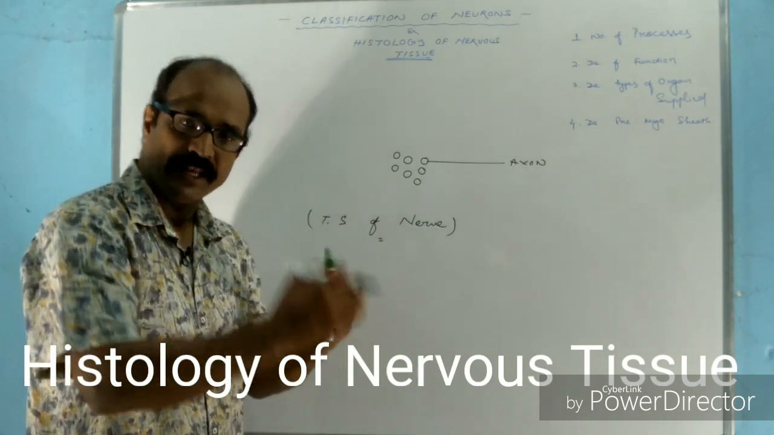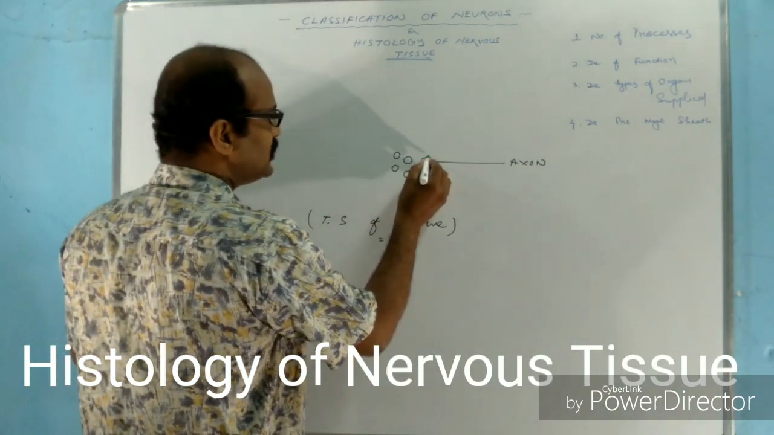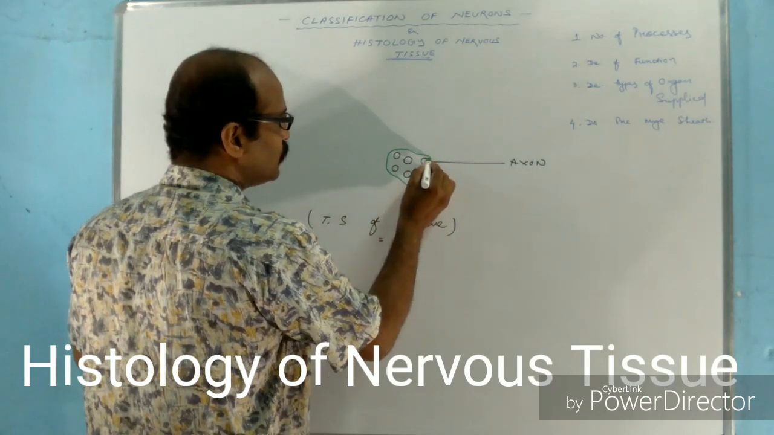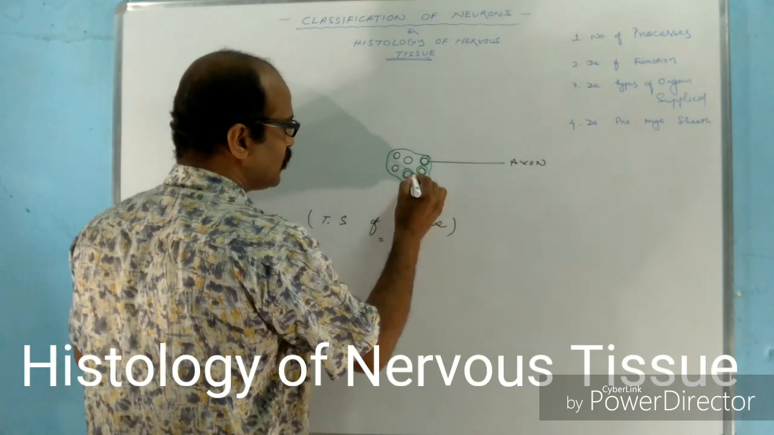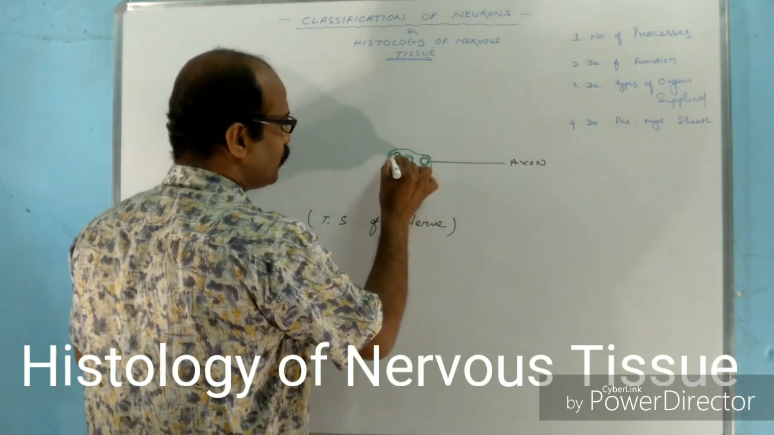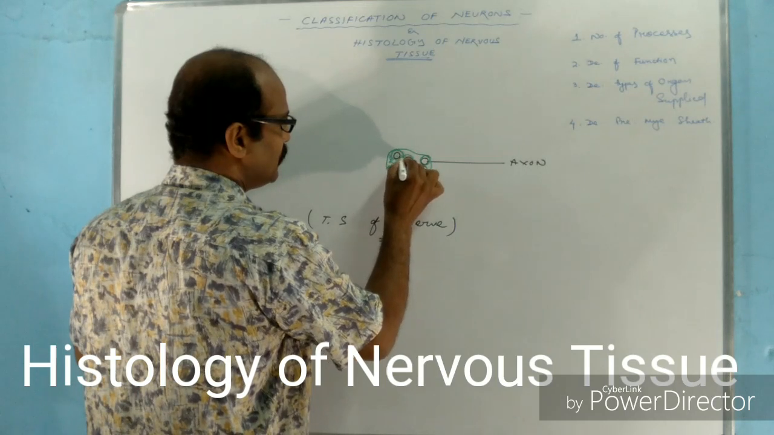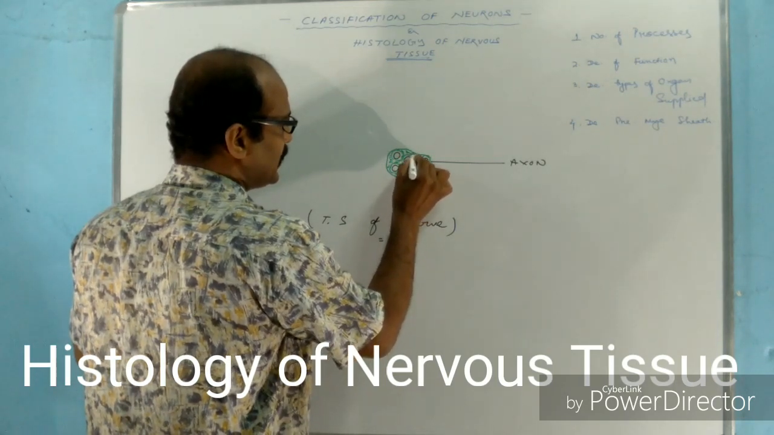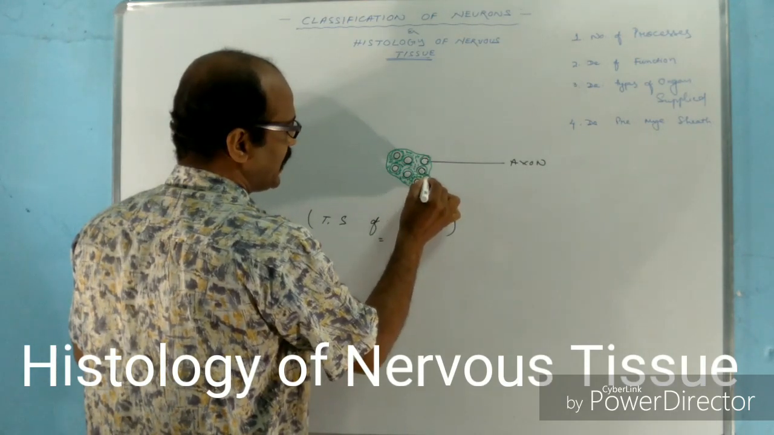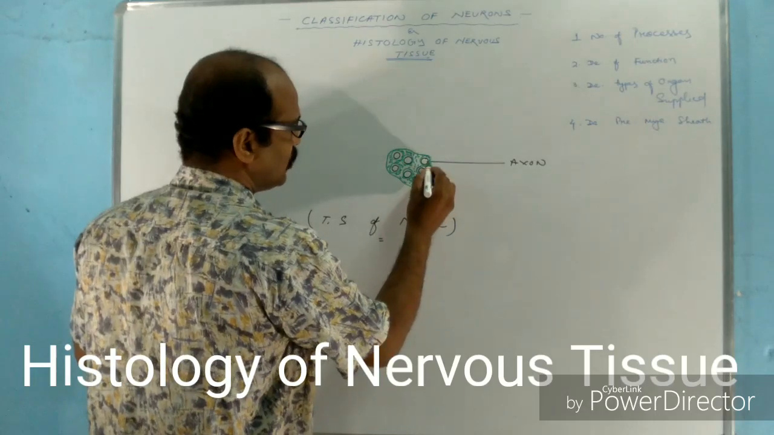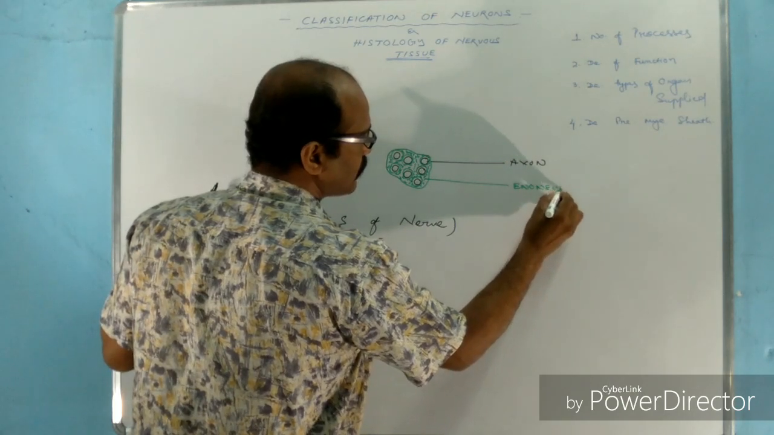On the surface of the neurolemma, there is also another connective tissue layer covering, which is known as endoneurium. So each axon is covered by endoneurium, and such endoneurium forms a bundle of axons. So the covering around the axon is known as the endoneurium.